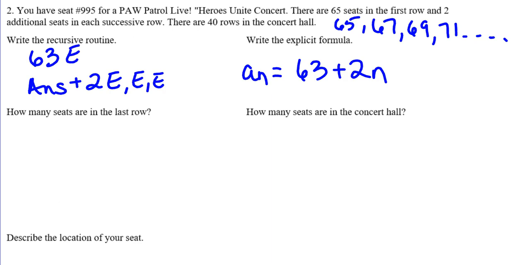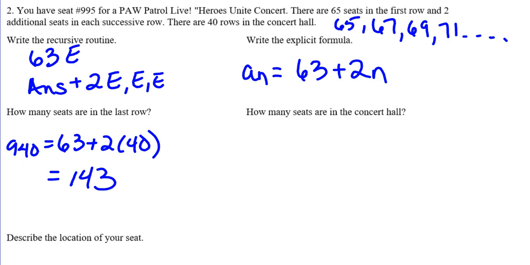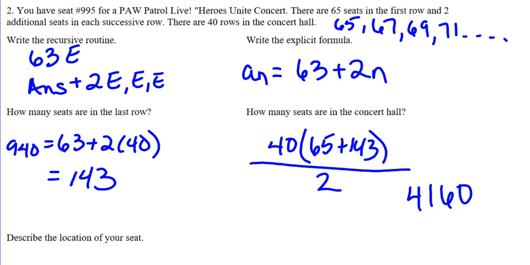If I want to calculate how many seats are in the last row, there are 40 rows in the concert hall. So I could substitute 40 in for n and do that calculation. That gives me 143 seats in the last row. So how many seats are in the concert hall in total? Remember our pattern for summations for arithmetic sequences. It's the number of terms. Well, there are 40 rows in the concert hall times the sum of the first term plus the last term. Well, our first row has 65 seats. Our last row has 143 seats, and then we'll divide it by 2, which would give me 4,160 seats total in the concert hall.